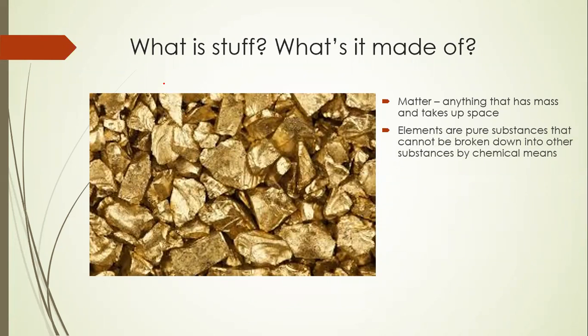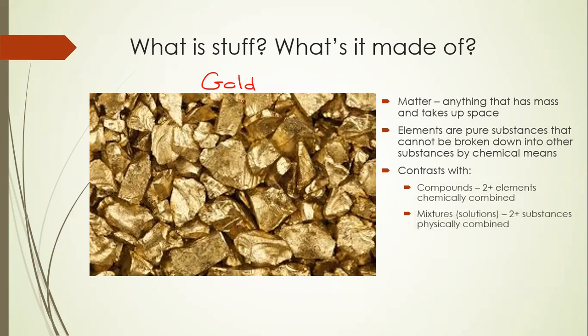Elements are pure substances that cannot be broken down into other substances by chemical means. Gold is an example of an element. This contrasts with compounds, which consist of two or more elements chemically combined, and mixtures, such as solutions, which are two or more substances that are physically combined.